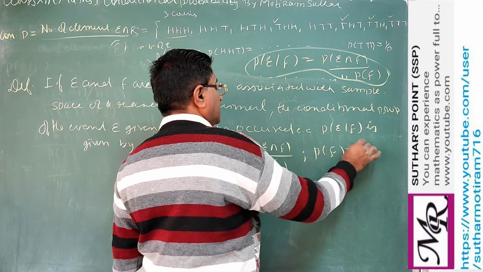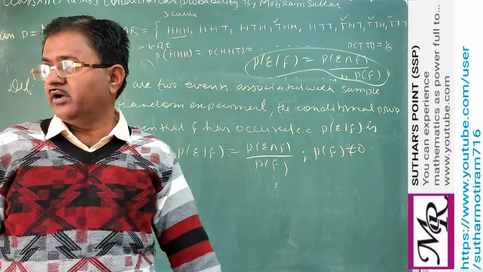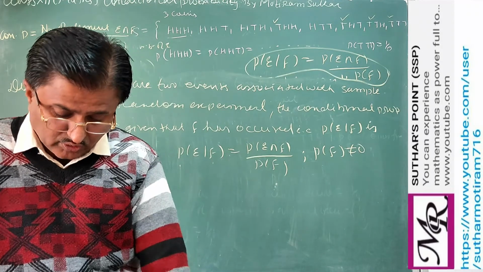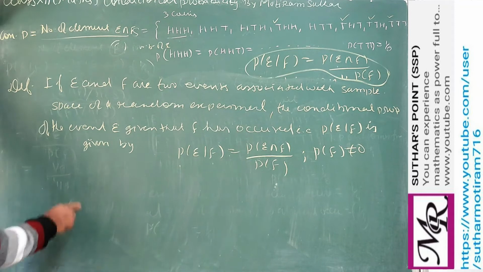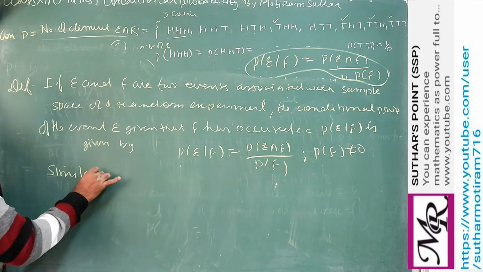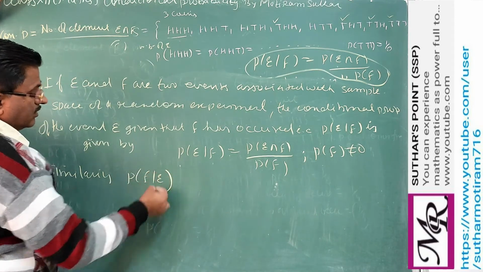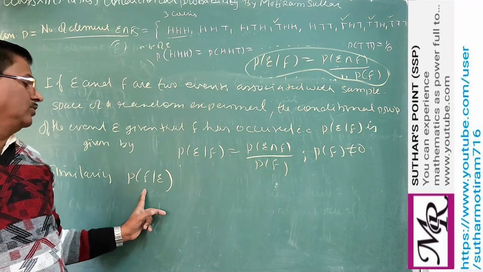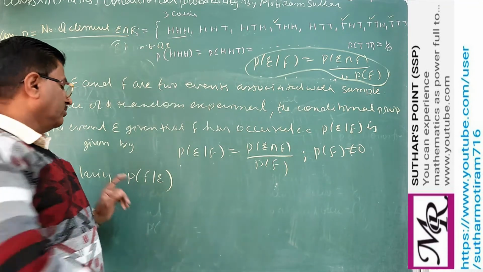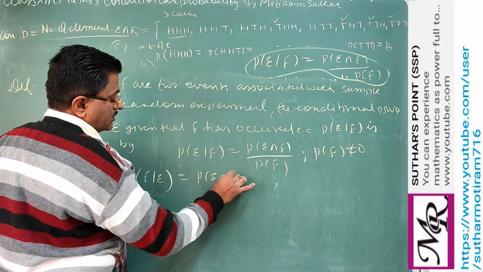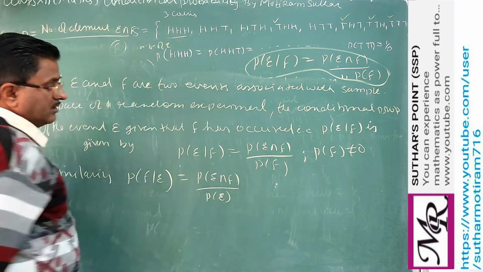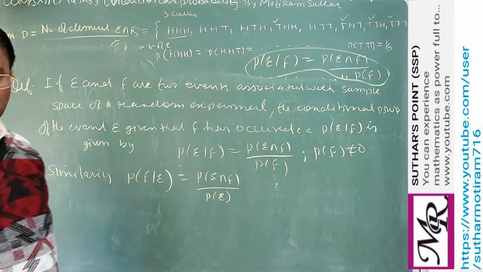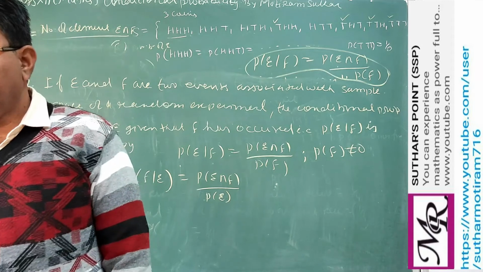P(F) must not be 0, because if P(F) is 0, then it is not defined. Divided by 0 is not defined. That's why P(F) not equal to 0. Clear? Similarly, vice versa, if you want to find P(F|E), what is the meaning? The conditional probability of F when E has already occurred. So the formula will be the same, only the symbols will change. E has already happened. So in the denominator, we always write the probability of the event that has already happened.